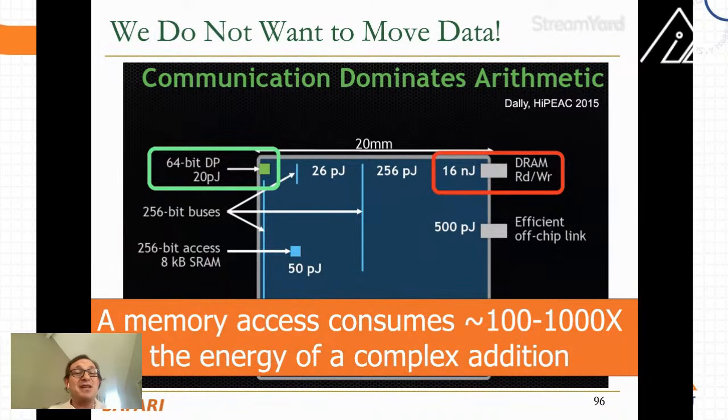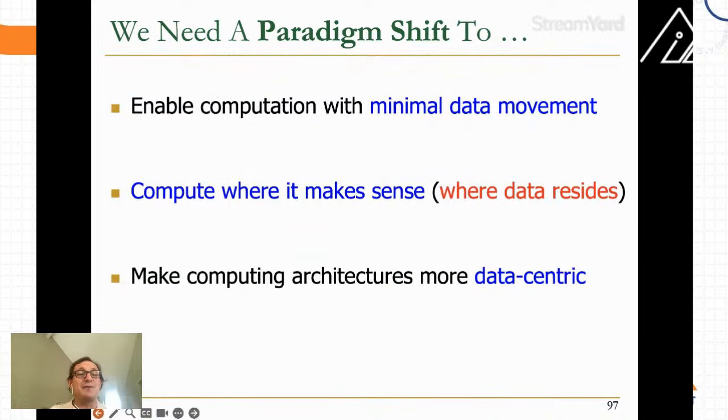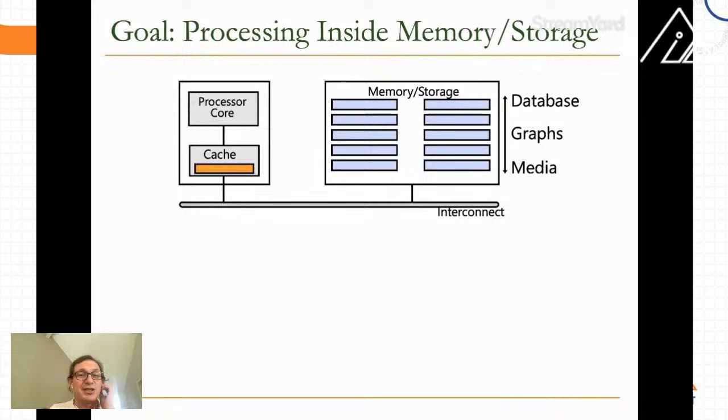So I will argue that basically we do not want to move data. We want to enable a paradigm shift where we can do computation with minimal data movement in every place possible. We want to compute where it makes sense, where the data resides or where it's generated. You want to enable the computation capability in all of those places. And I think this is, in the end, making computing architectures more data-centric.